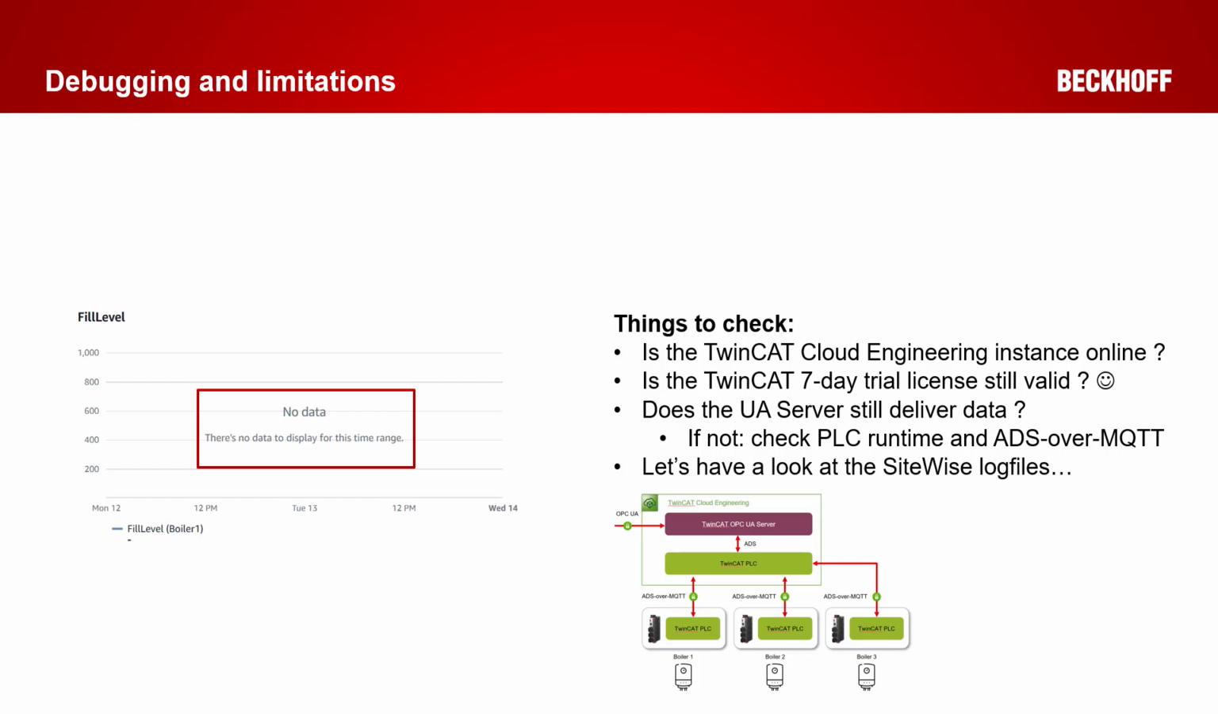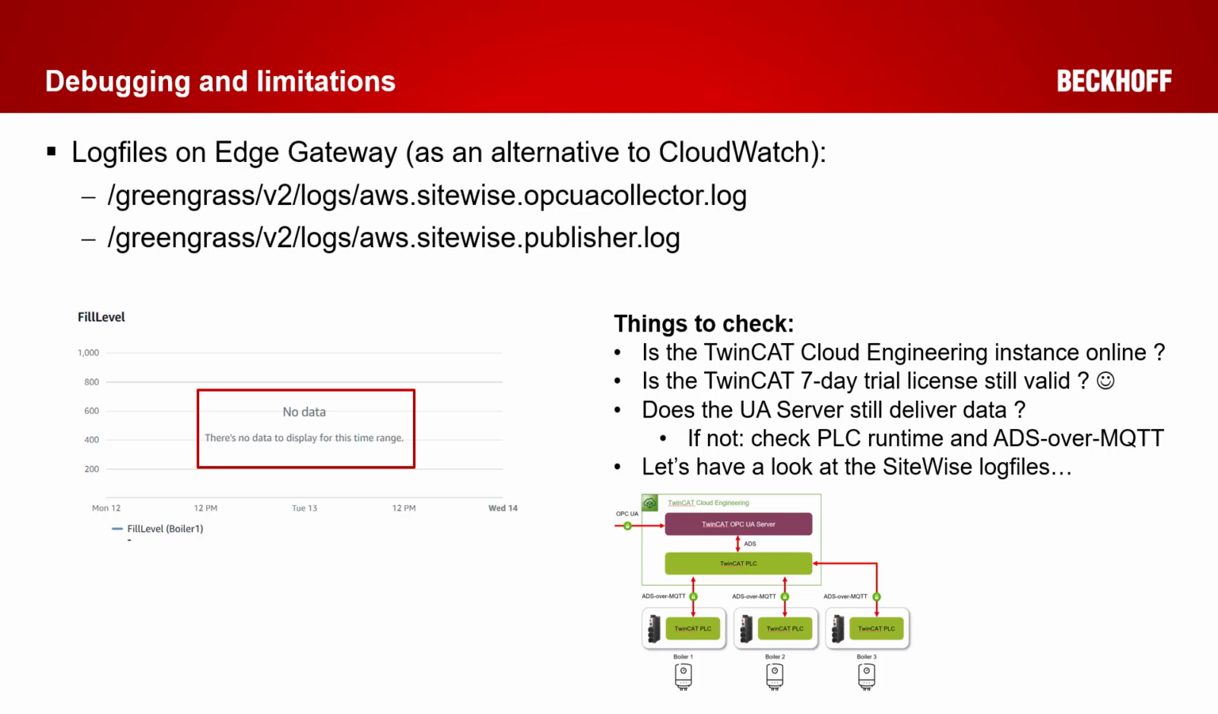The best source for debugging really is the log file collection on IoT Greengrass, in particular the Edge Gateway log files. Of course, you can stream and mirror the log files to AWS CloudWatch, but this is the location where they originate from on IoT Greengrass.